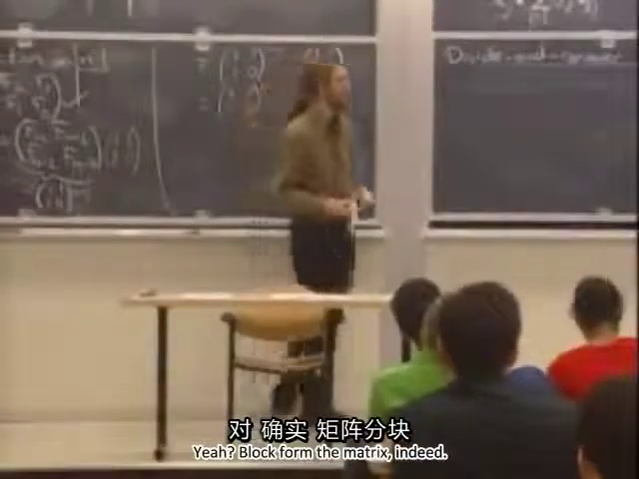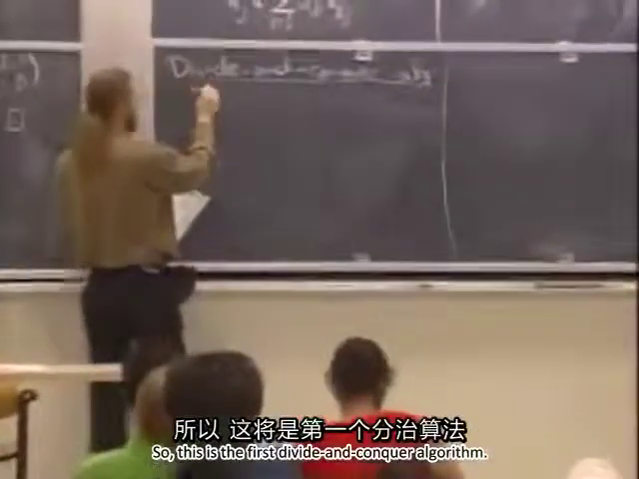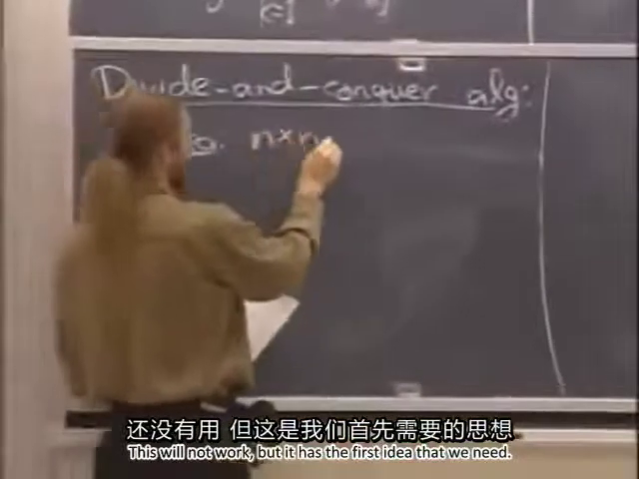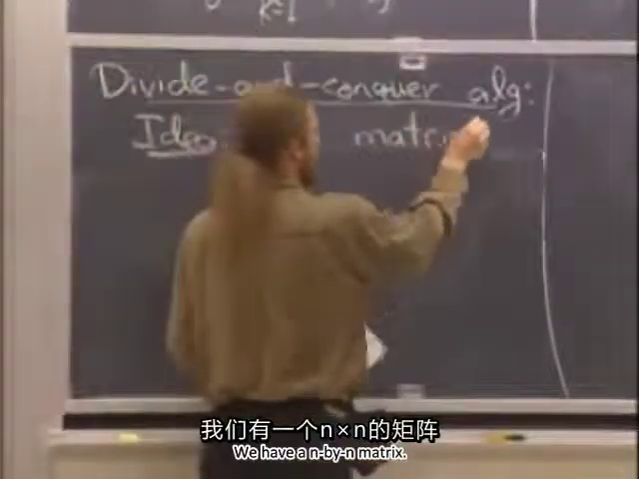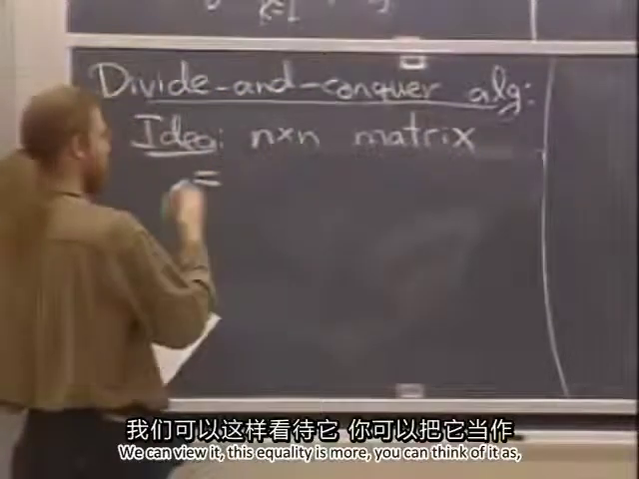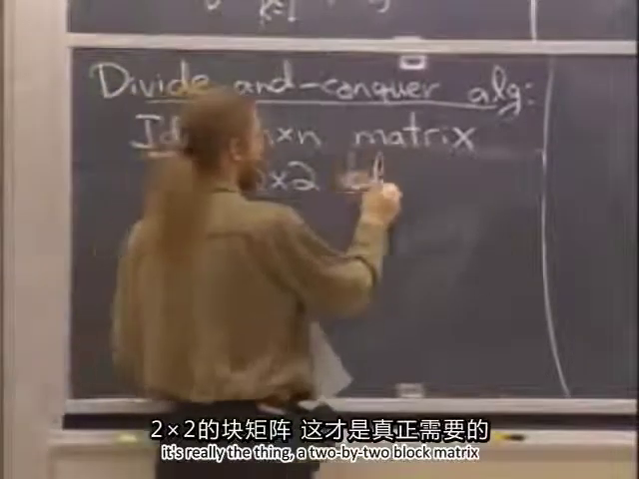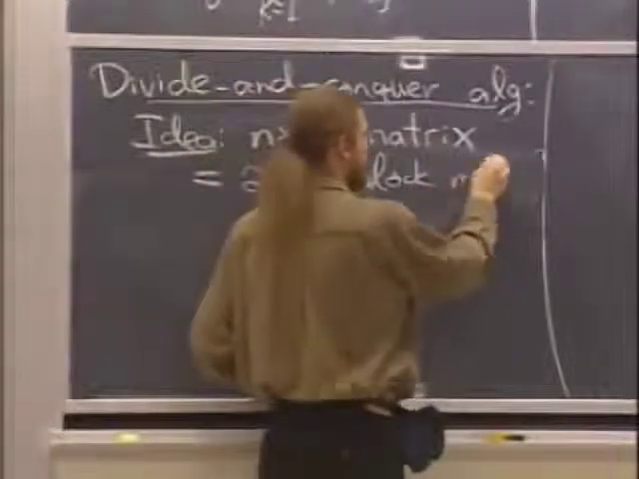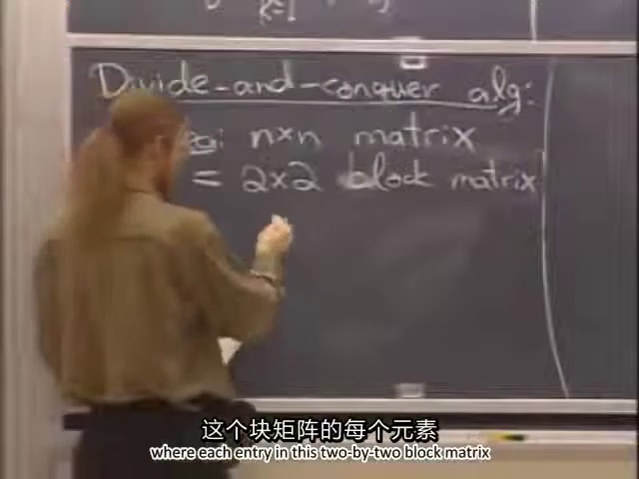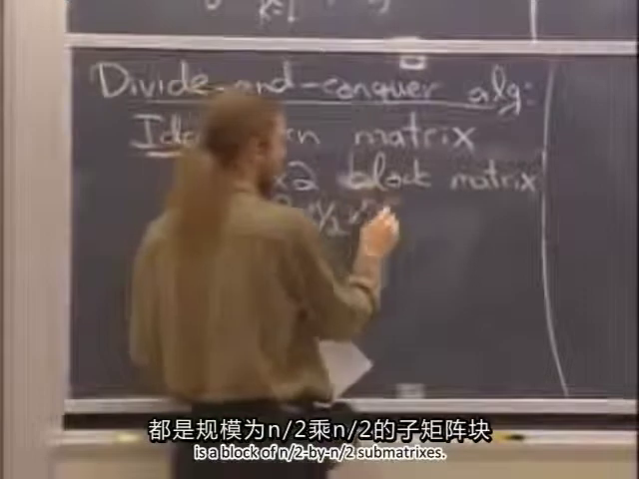Block form of the matrix, indeed. That's the right answer. So this is the first divide and conquer algorithm. This will not work, but it has the first idea that we need. So we have an n by n matrix. We can view it, this equality is more of a, you can think of it as really the same thing, a 2 by 2 block matrix where each entry in this 2 by 2 block matrix is a block of n over 2 by n over 2 submatrices.